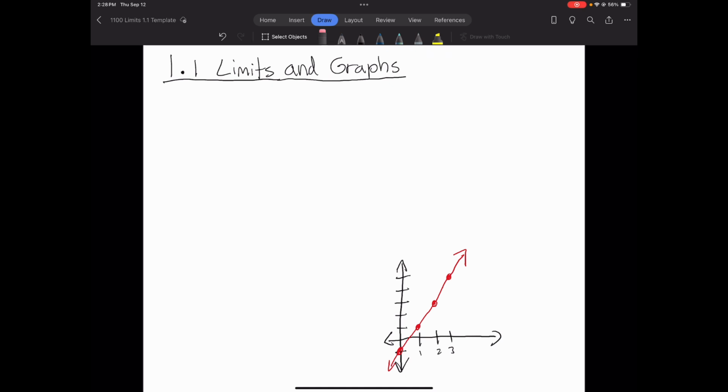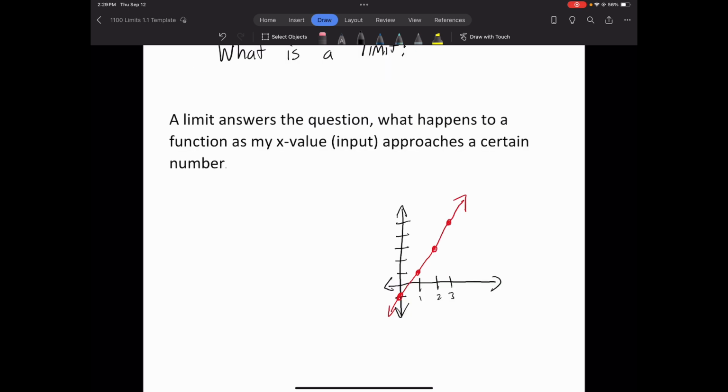Well, the first thing we're going to be talking about is a concept called limits. In order to understand calculus, you have to be able to understand what a limit is. So we're going to introduce this, look at it on a graph, and really answer the question: what is a limit? The definition I'll give you is as follows. A limit answers the question, what happens to a function as your x value approaches a certain number?